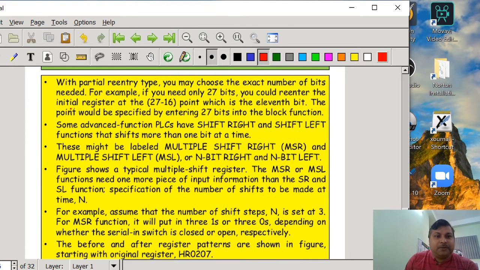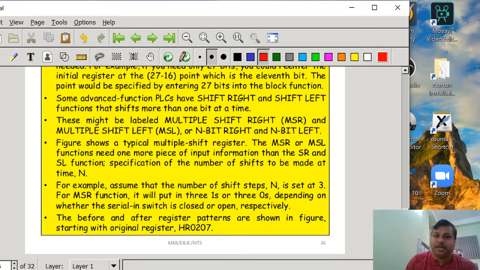Here you can see that with the partial re-entry type, you may choose the exact number of bits needed. For example, if you need only 27 bits, you could re-enter the initial registers at 27 minus 16 point, which is the 11th bit. The point would be specified by entering 27 bits only into the block function. Some advanced PLCs have shift right and shift left functions that shift more than one bit at a time. This might be labeled as multiple shift right, that is MSR, and multiple shift left, that is MSL, or N bit right or N bit left. Figure shows a typical multiple shift register.